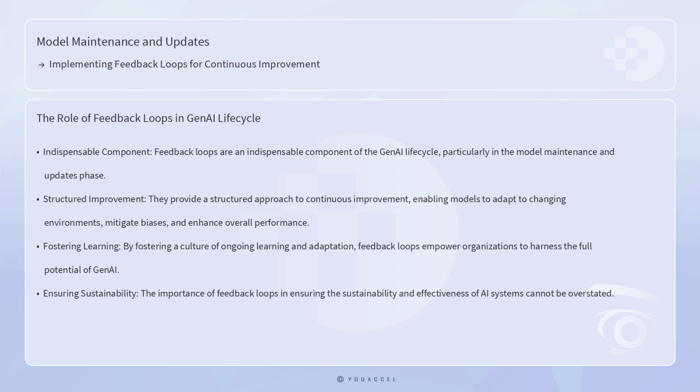In conclusion, feedback loops are an indispensable component of the GenAI lifecycle, particularly in the model maintenance and updates phase. They provide a structured approach to continuous improvement, enabling models to adapt to changing environments, mitigate biases, and enhance overall performance. By fostering a culture of ongoing learning and adaptation, feedback loops empower organizations to harness the full potential of GenAI, driving innovation and delivering superior outcomes. As the field of GenAI continues to evolve, the importance of feedback loops in ensuring the sustainability and effectiveness of AI systems cannot be overstated.